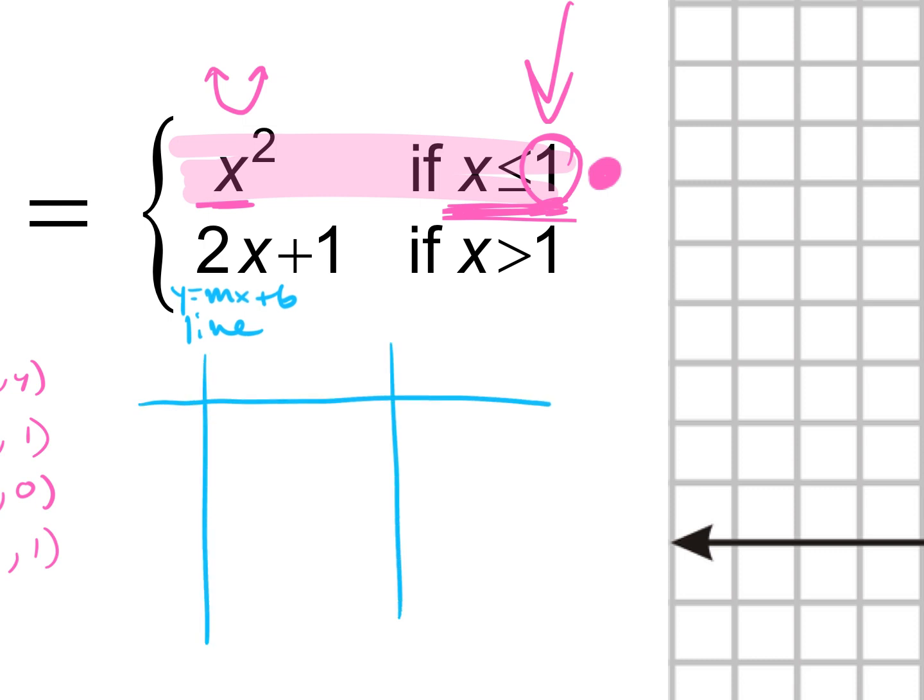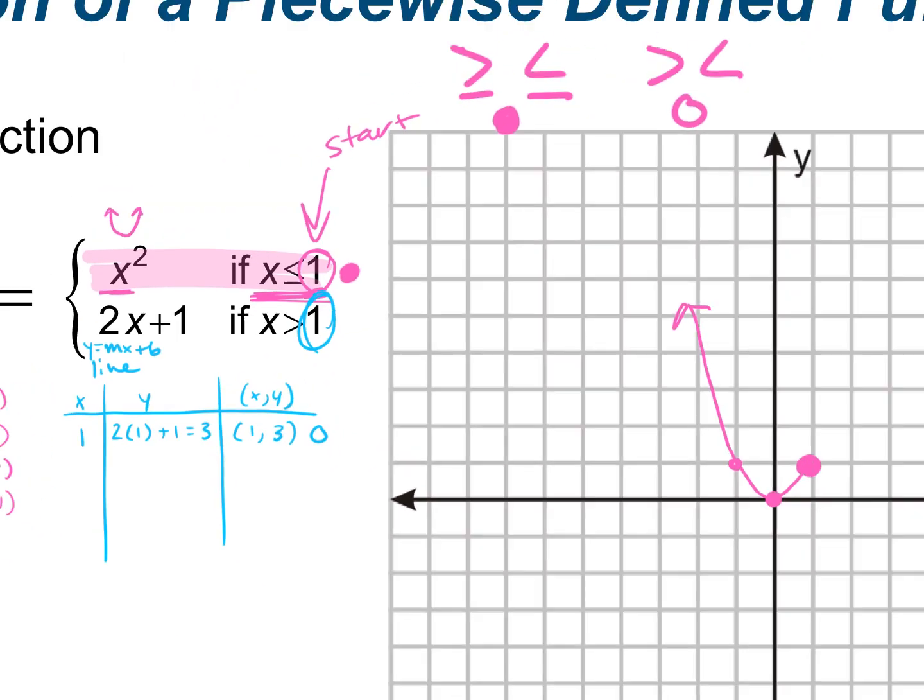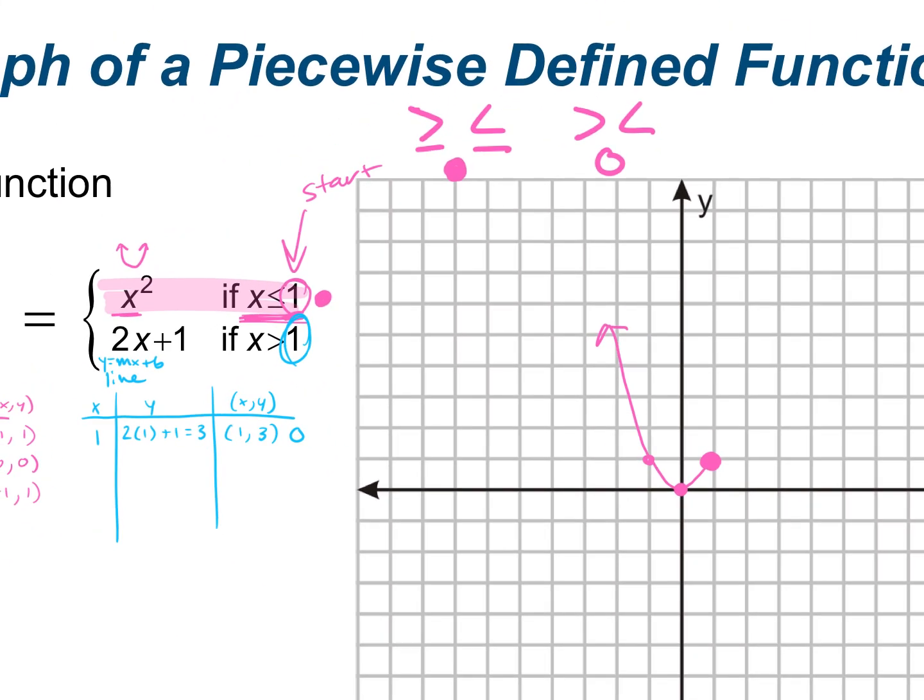1. Awesome. Always plug in the one that it gives you. So let's start by plugging in 1. So we have 2 times 1 plus 1. So 2 plus 1 would be 3. So our point's going to be 1, 3. At this point, do I have an open or closed circle? Open circle. Awesome, because it's just greater than. So I'm going to go to the right 1 and up 3 and put an open circle.